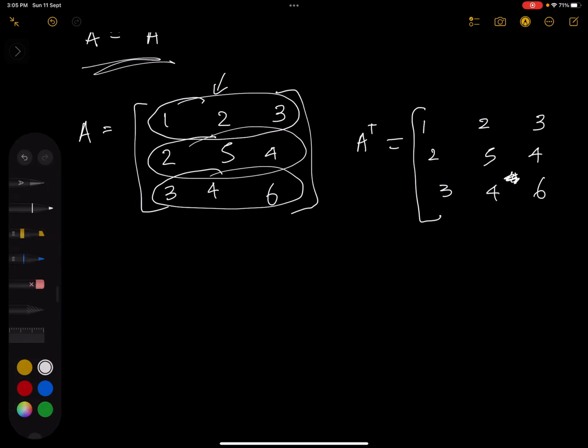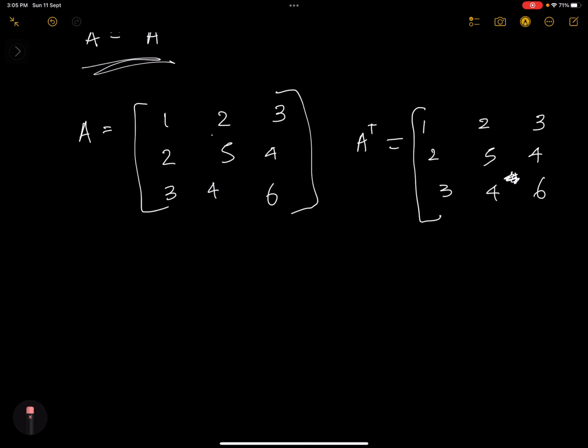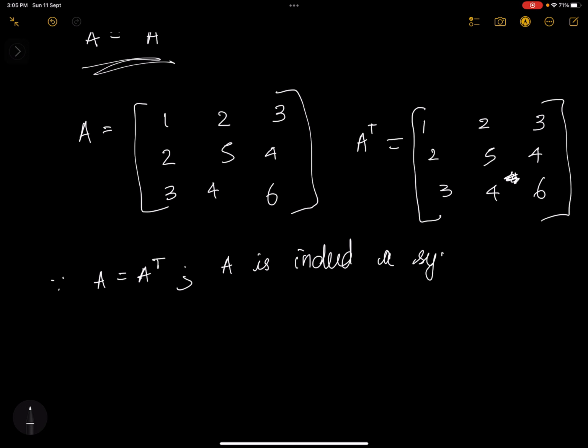And when we look at it, we see that even after transposing the matrix, the original matrix is maintained. So since we see that A is equal to its transpose, we can confirm that A is indeed a symmetric matrix.